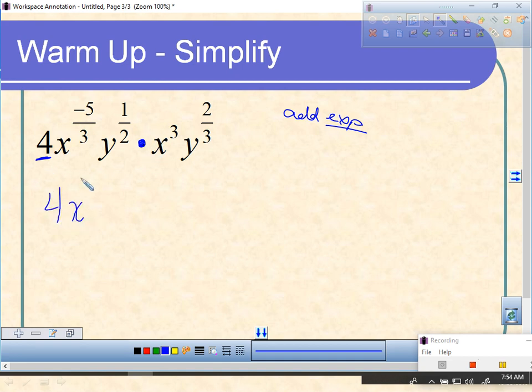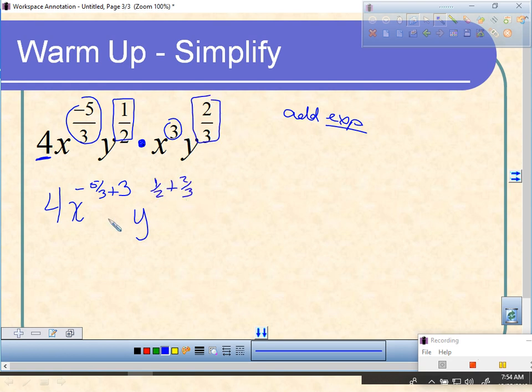But I notice that for x, this is a negative 5/3 and a 3. So I'm going to have negative 5/3 plus 3, because I'm going to add my exponents. And then for the y, I've got 1/2 and 2/3, so I'm going to have 1/2 plus 2/3. Whenever you're multiplying, remember you add the exponents.